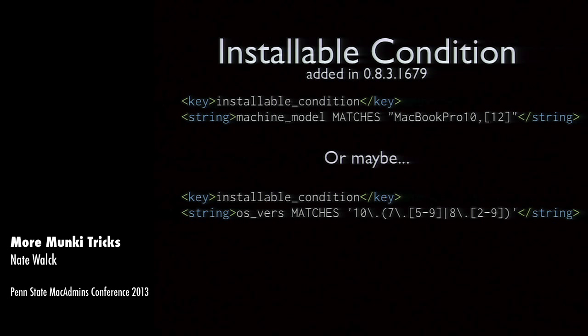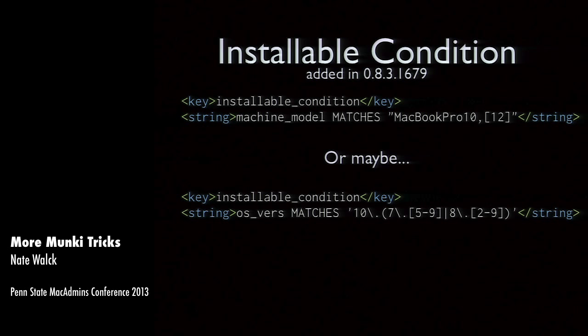So installable conditions were added recently, and these actually go on package infos. And if you've used conditions in the manifest, the conditions in the manifest are filtering stuff for the machines you want it to be on. These are in the package info, and they are related to the software. So essentially, you use installable conditions if it's a hard requirement of the software for that condition.